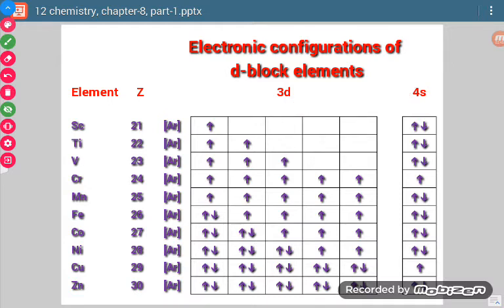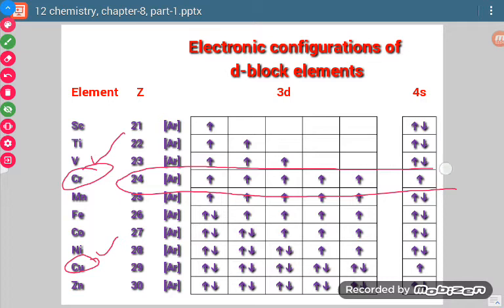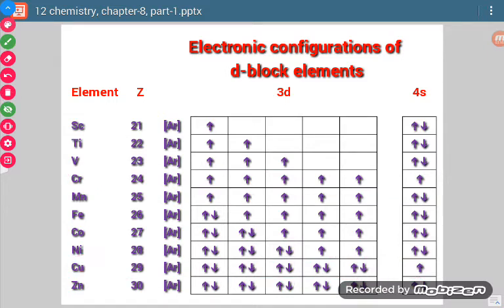As we discussed earlier, in the case of copper and chromium, there is an exceptional electronic configuration compared to what is expected from the Aufbau principle. There is some change. In both the cases, there is one electron in the 4s orbital and 5 electrons in 3D for chromium and 10 electrons in 3D for copper. This is the anomalous behavior, because by doing this, they occupy the most stable electronic configuration, so they exist like this.